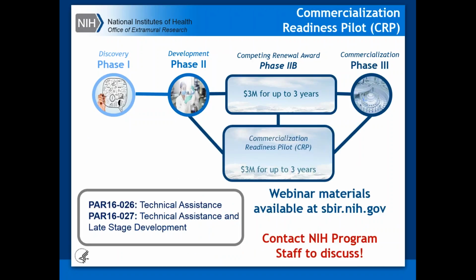Another research award that we have is a pilot program. It's called the Commercialization Readiness Pilot Program. We have 2 offerings for this. The PAR 16-026 is just for technical assistance, and PAR 16-027 is for technical assistance and late-stage development. This can range from up to $300,000 up to $3 million for up to 3 years.